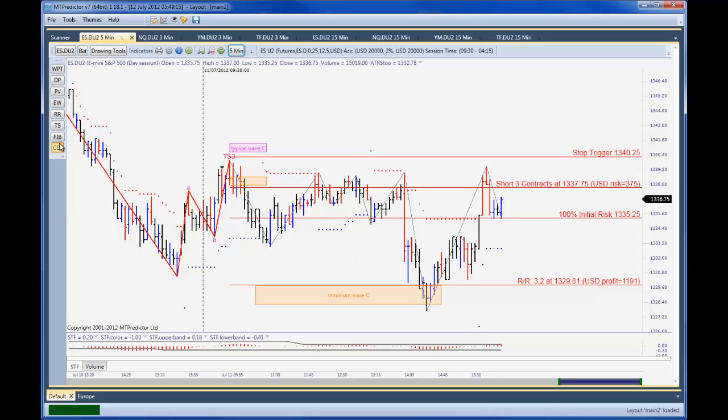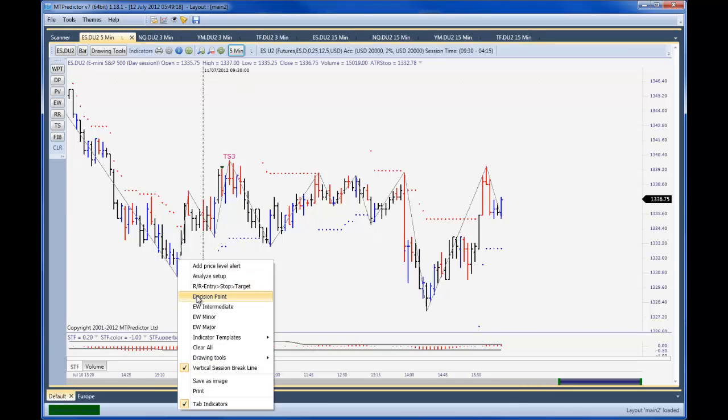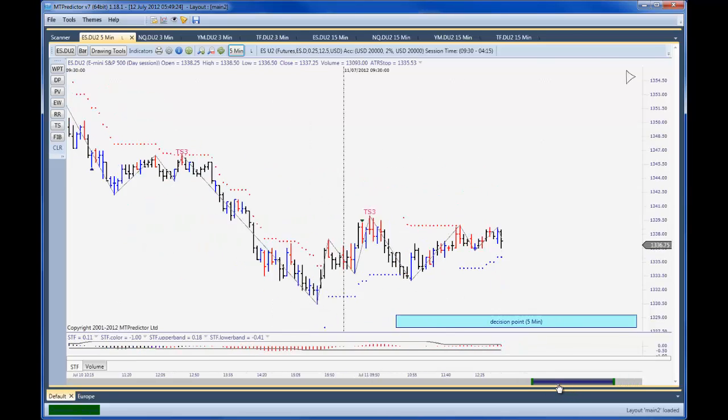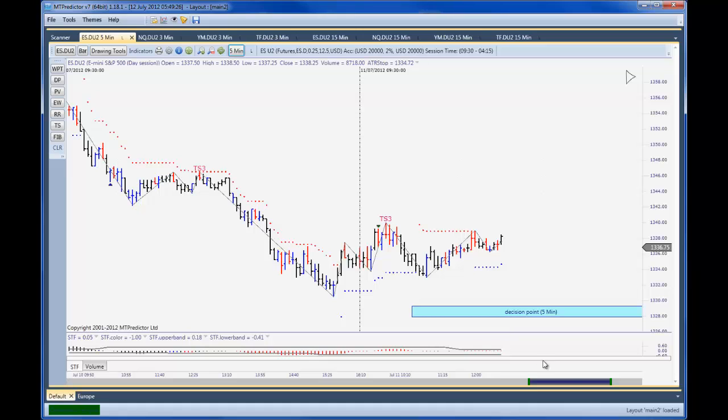If I clear that off, you can see if I put the DP on from this level here, that actually caught the low of the day as well. Again, these levels are on the chart in advance, so that could have been placed on the chart before the market even got there.